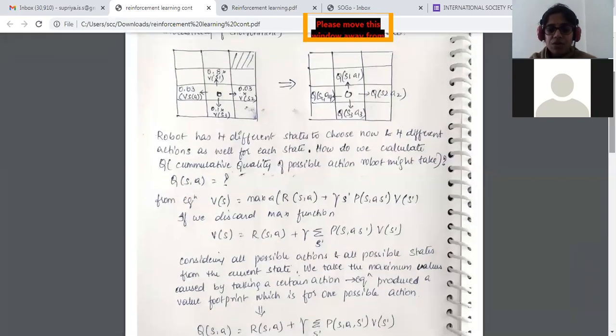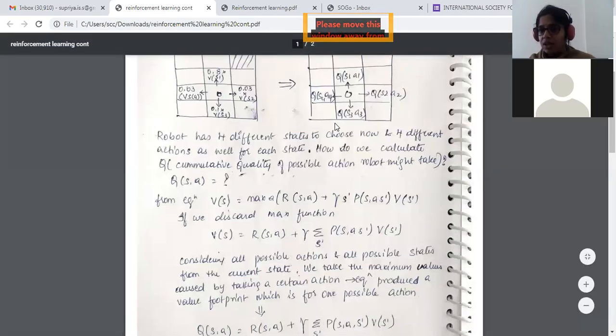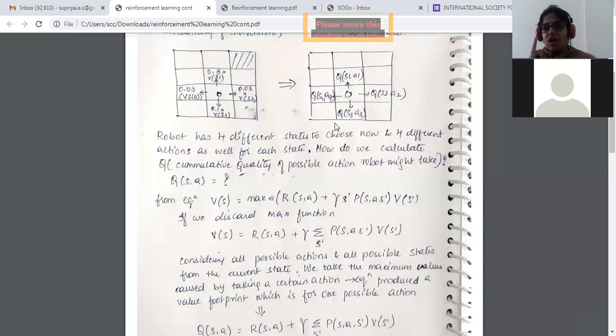Okay, so considering all possible actions and all possible states, that is what I'm doing here. All possible actions are A1, A2, A3, A4. All possible states are S1, S2, S3, and S4. Okay, that is from the current state. The current state is this.